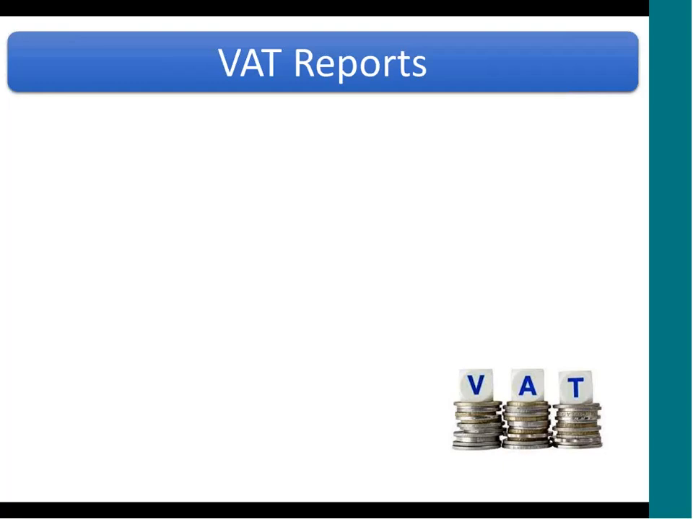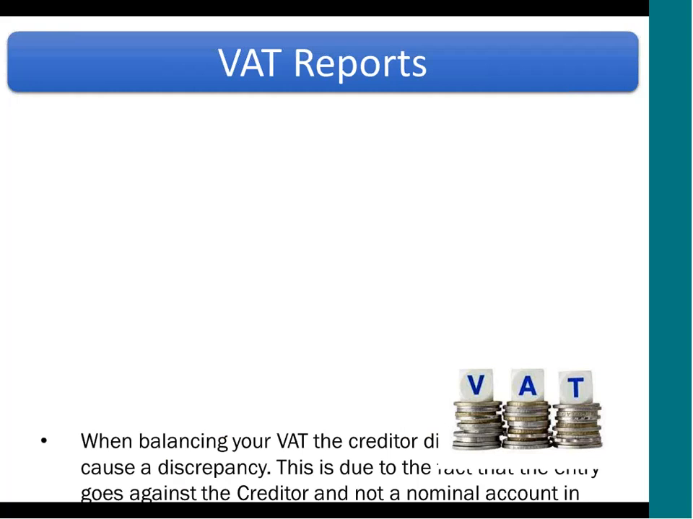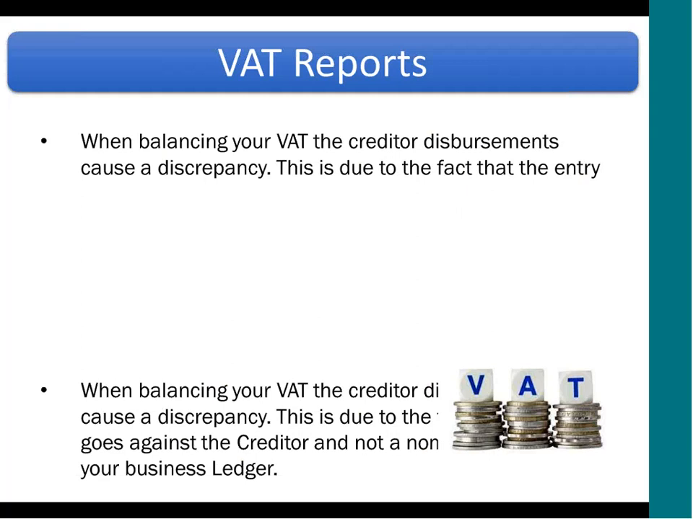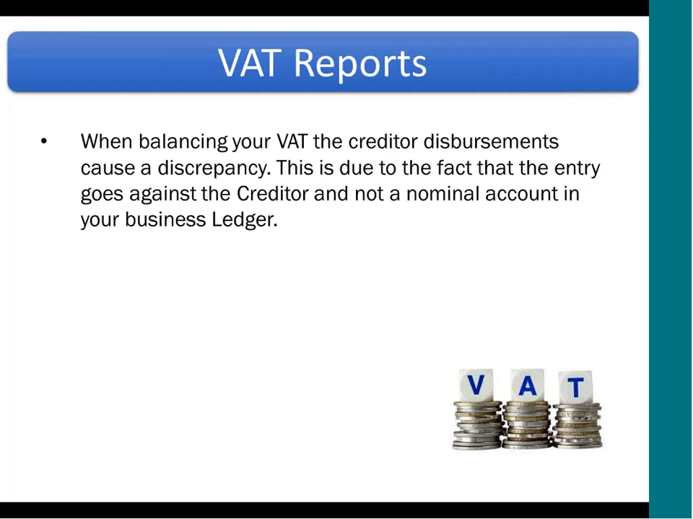VAT reports. When balancing your VAT, the creditor disbursement causes the discrepancy. The reason for this is that when you post the entry, it goes against the creditor and not a nominal account in your business ledger. So when it comes to balancing VAT, you will have your income statement of 10,000 Rand, but your output VAT will state 12,000 Rand. This is because of the creditor disbursements.